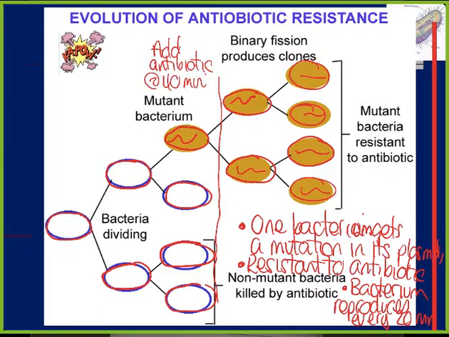So again, something similar happens with COVID in that it gets a mutation on its piece of DNA or its piece of RNA, and that's what makes it resistant to the vaccine, or why you have to change the vaccine.